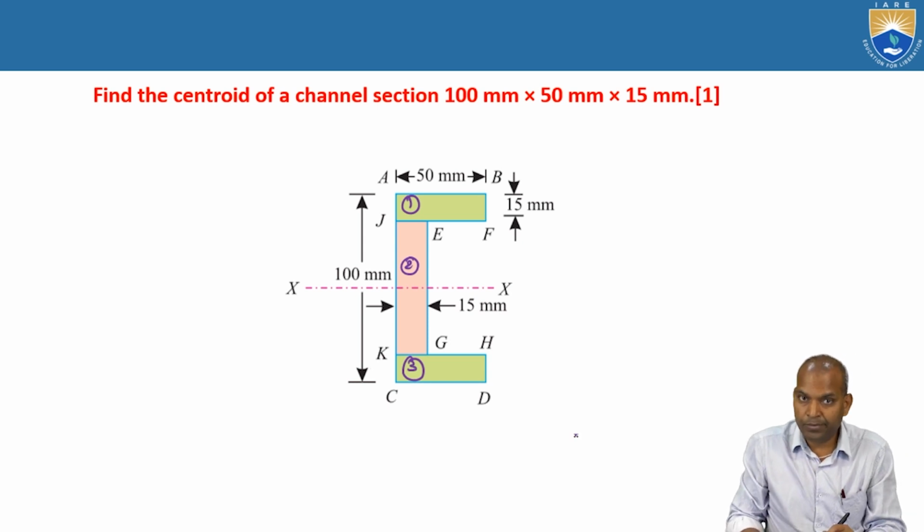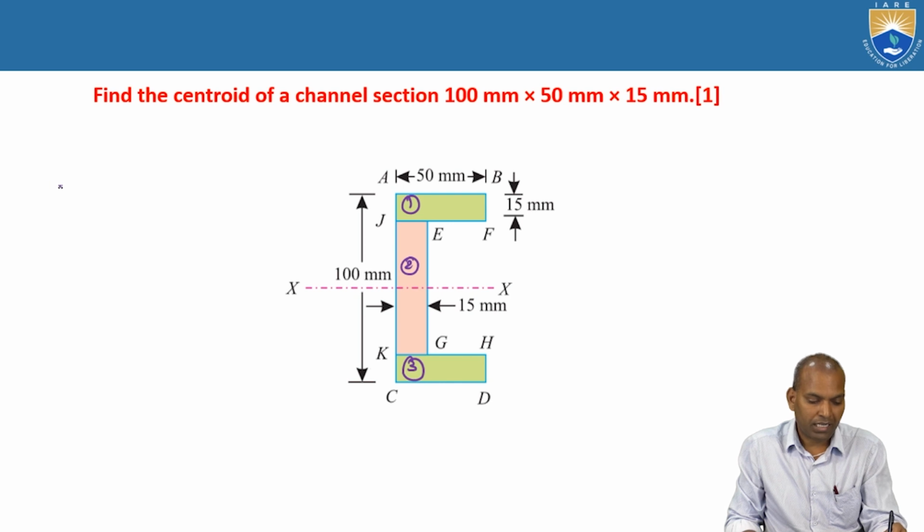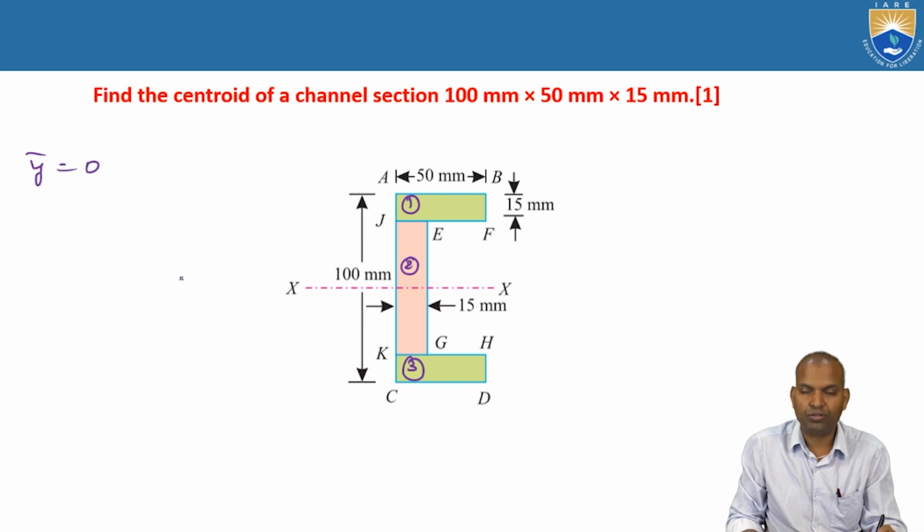It is symmetrical about which axis? Horizontal axis. So bar horizontal axis means the centroid is passing through the horizontal axis. That means bar y equal to 0. What is to be found? Centroid bar x. What is the bar x?